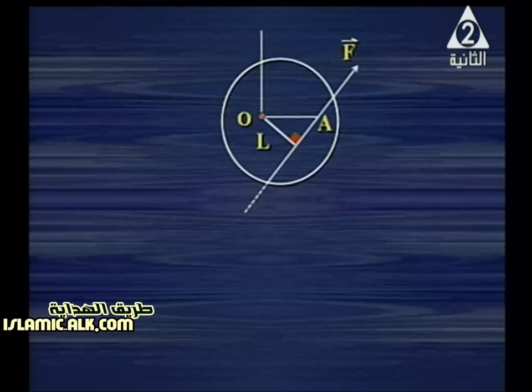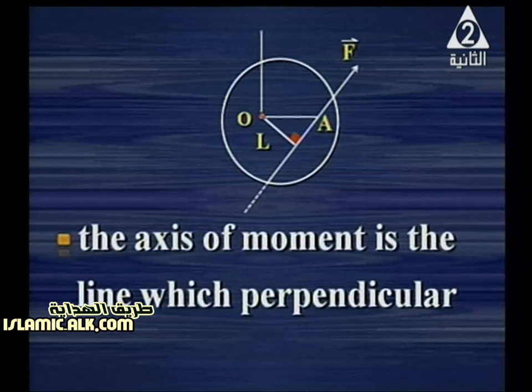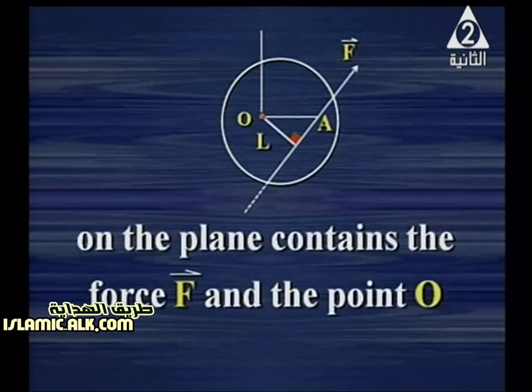If the force passes through point A, L is the shortest distance from the center to the line of action of the force F. The axis of moment is the line which is perpendicular to the plane containing the force F and the point O. Remember, dear student, L is perpendicular to the line of F. This L is perpendicular to the plane which contains the force F and the point O, the center of moment.